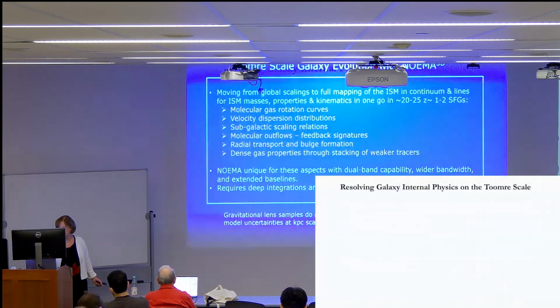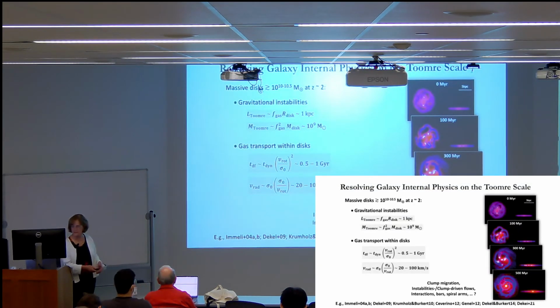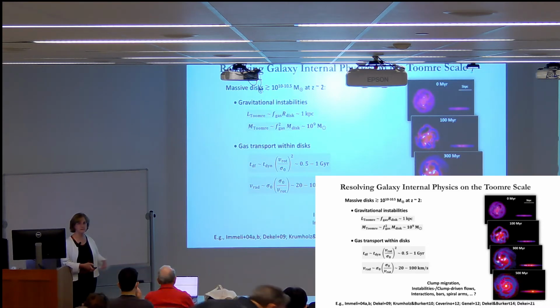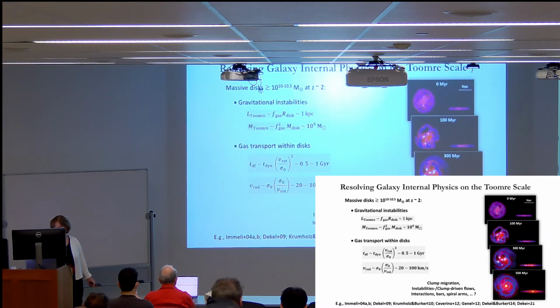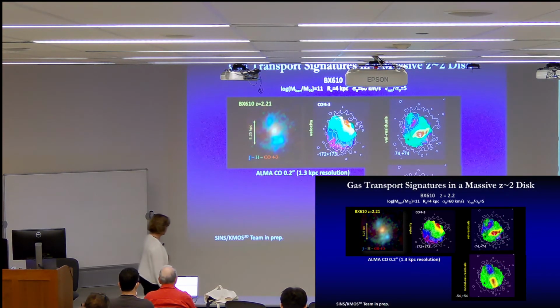This doesn't come for free. You need deep integrations. And just to point out, this is what Reinhard showed you, that why we want to look at this transport, because the whole process is much more efficient at higher redshift because of the increased gas fraction, the increased dispersions. So where are we?